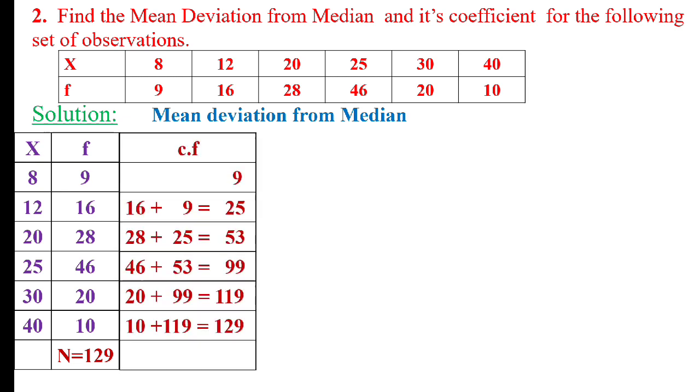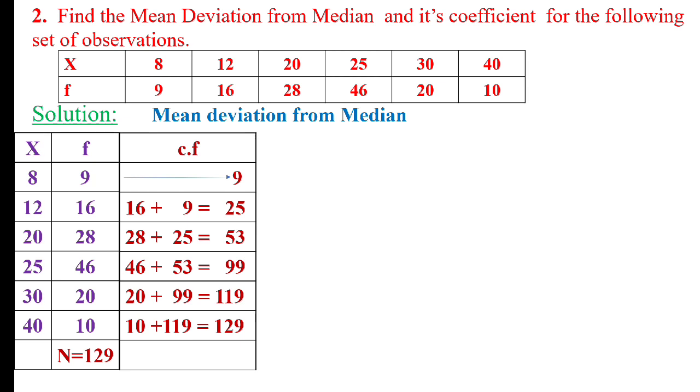Cumulative frequency: first, the frequency 9 will be written as it is. Next, the frequencies will be added continuously. 16 plus 9, 25; 28 plus 25, 53; 46 plus 53, 99; 20 plus 99, 119; 10 plus 119, 129. This is the way cumulative frequency is found.